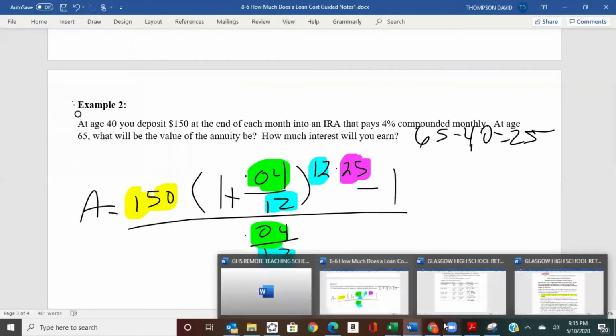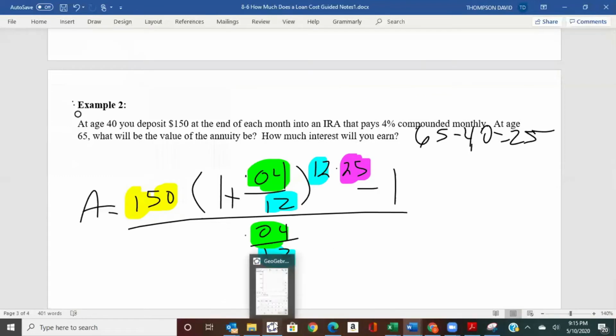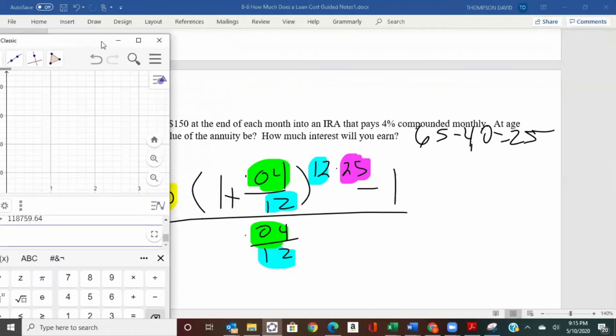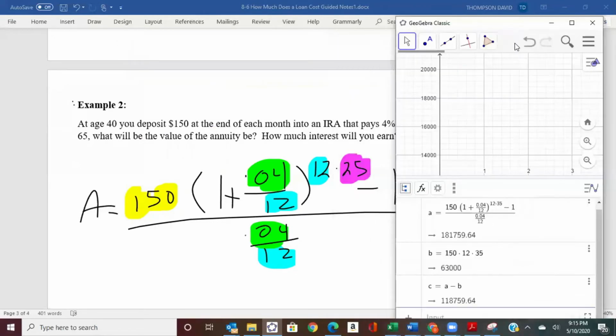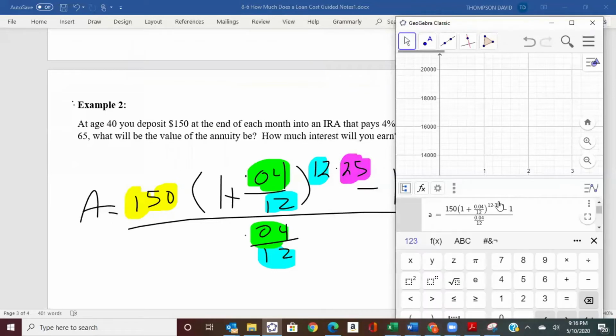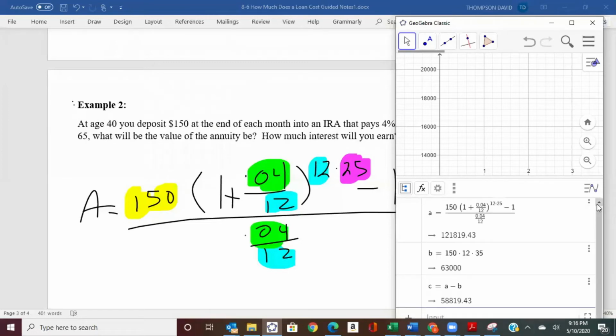So from here, all I have to do is grab my calculator. And if you use Geogebra, it's really easy to switch your numbers out. So all I'm going to do is go to where I initially typed it in and change that out to a 25. Everything else remains the same. And that saves a lot of time. So for this investment, I make $121,819.43.